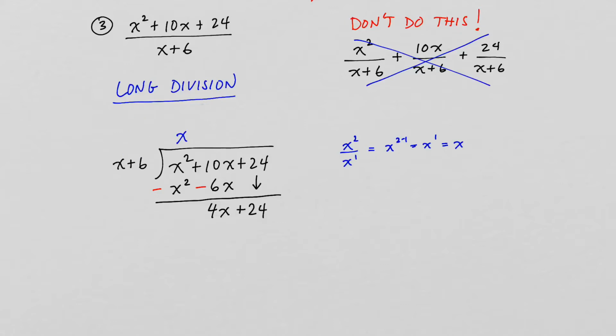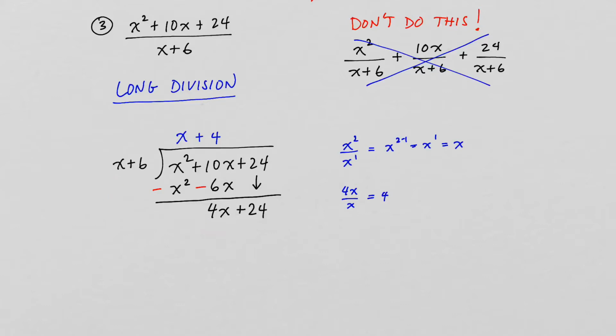So now we are dividing 4x by x. And again, you only focus on the first term. So if we take 4x and we divide it by x, this gives us 4. So x divides into 4x positive 4 times.